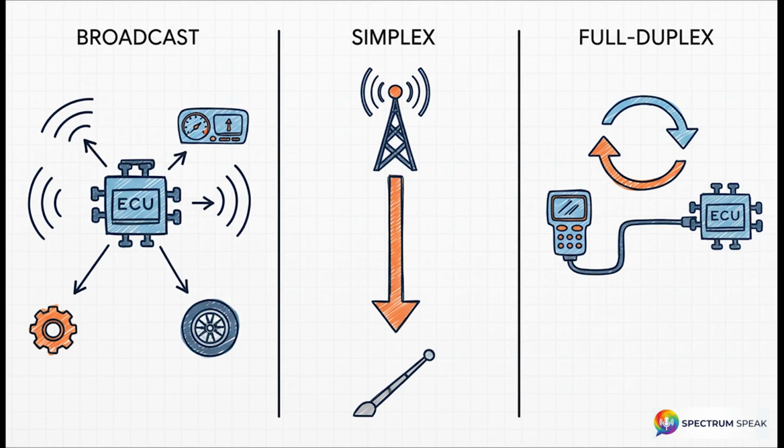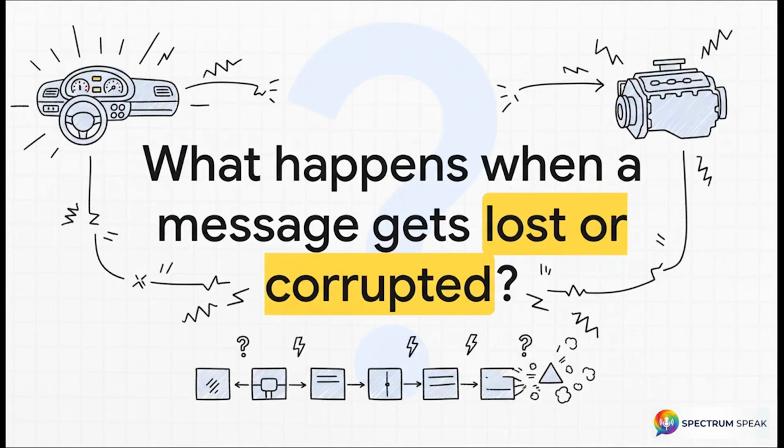For simplex, think of your car's radio antenna. It only receives signals, it never transmits anything back. It's all ears, no mouth. And for full duplex, imagine a mechanic plugging a diagnostic tool into your car. They have to have a real-time conversation, sending a query and getting data back at the same time to figure out what's wrong. So there you have it, from those one-to-one whispers to the big all-hands announcements, and from one-way lectures to two-way debates, these are the basic rules of conversation that keep your car running.